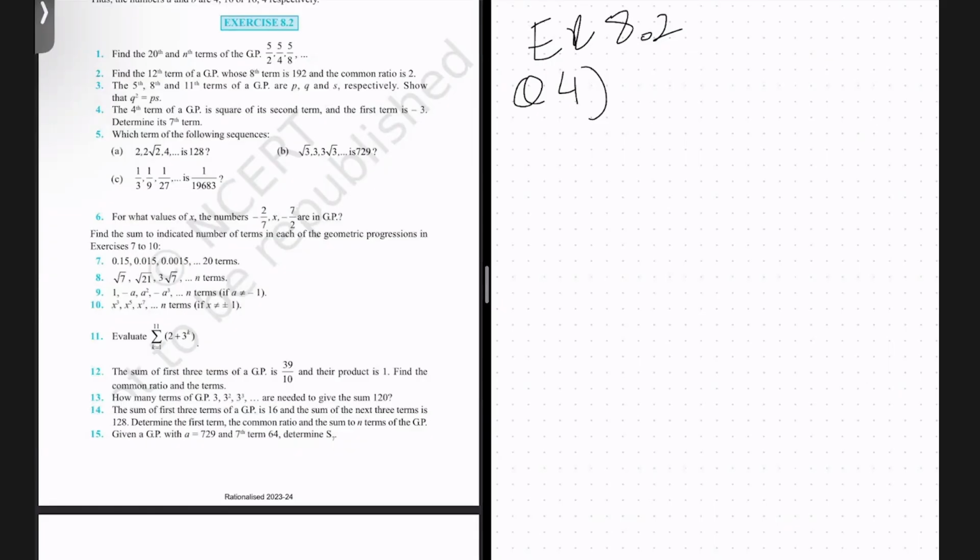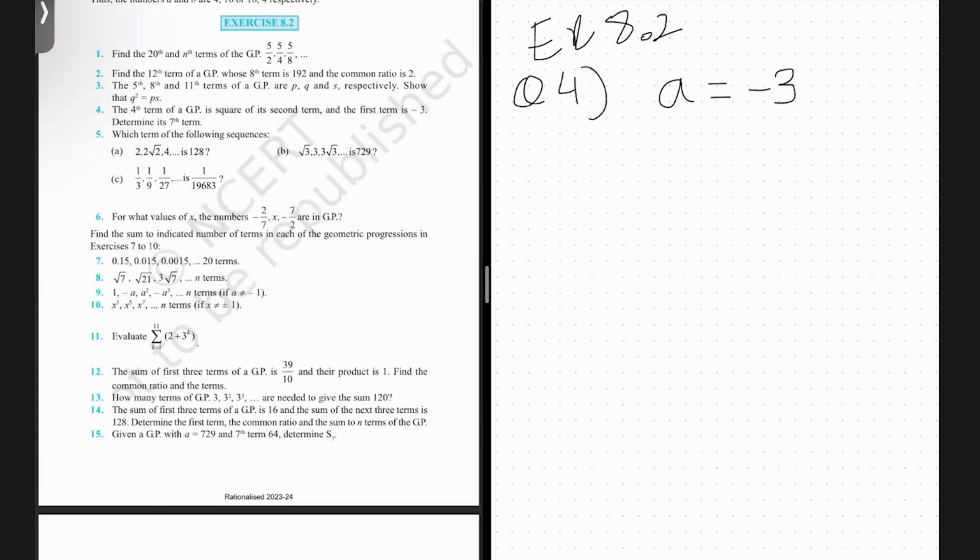The fourth term of a GP is square of its second term, and the first term is -3. Determine its seventh term. Now, before we actually attempt to solve this question, let us jot down everything that has been given to us, right? So the first term, let us denote that by A, as we do very often in GP. So A, the first term, has been given to us as -3. Then we have that the fourth term of the GP is square of its second term.